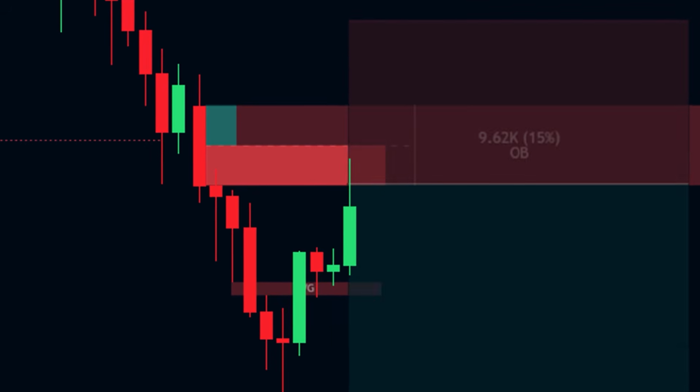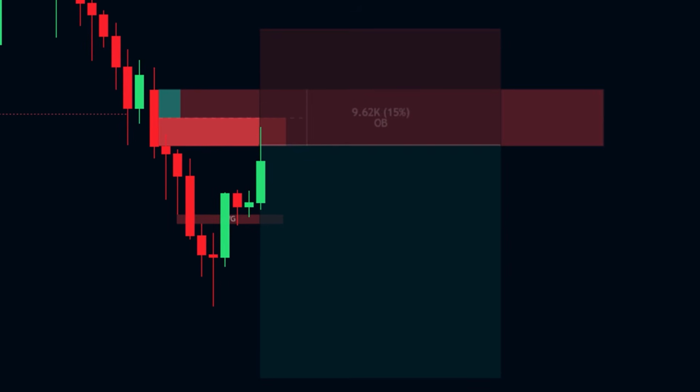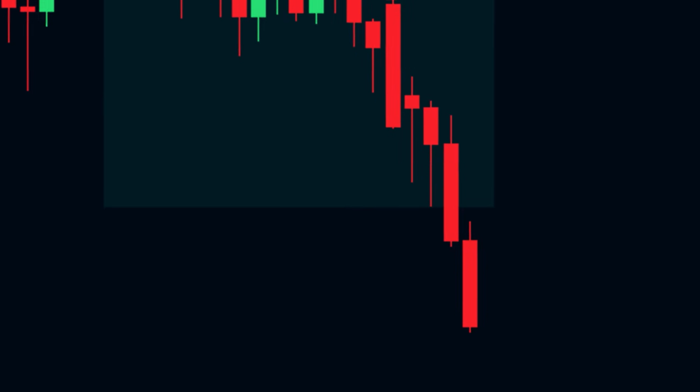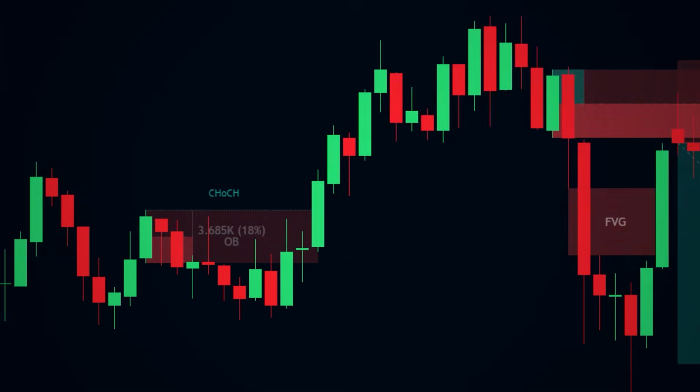Set a sell limit at the order block and place your stop loss just above it. For take profit, either target the recent swing low on the 1 hour chart or use a fixed 1:2 risk to reward ratio. And that's the full system.